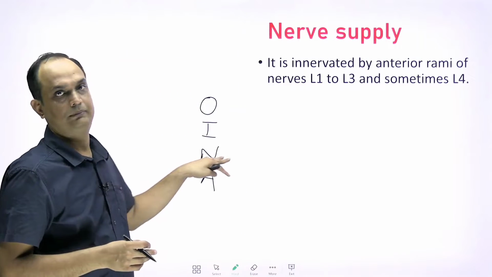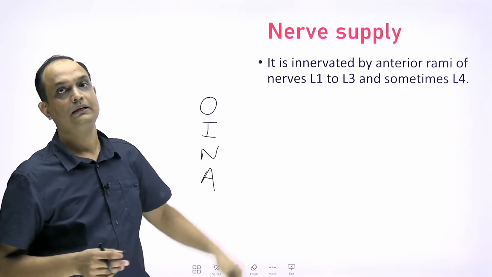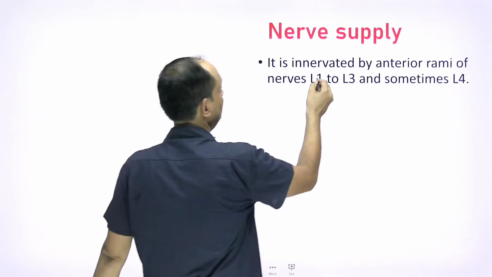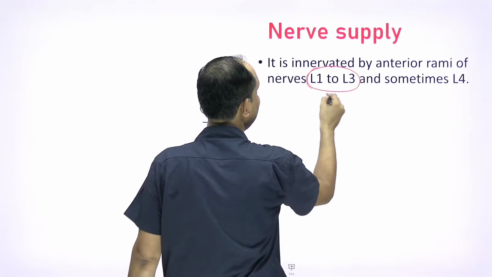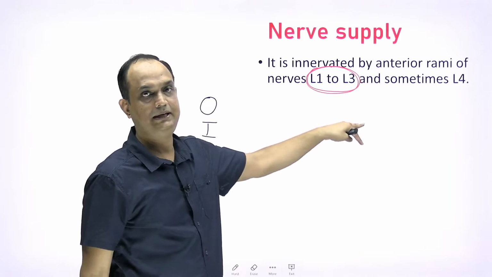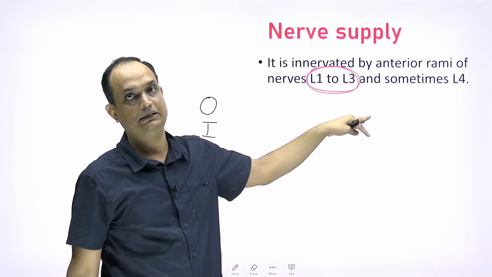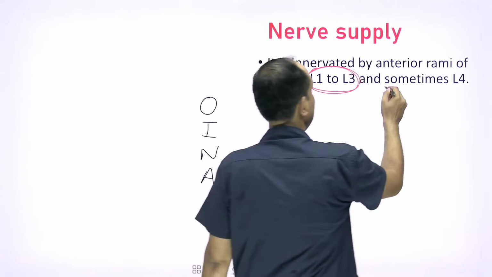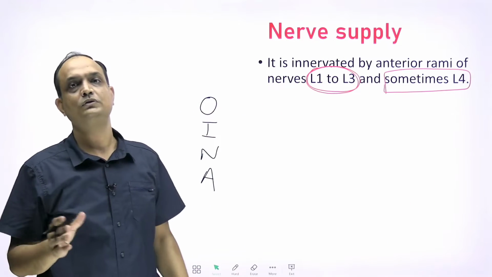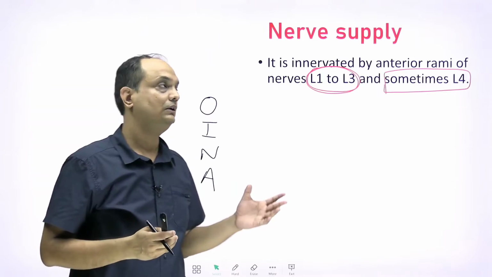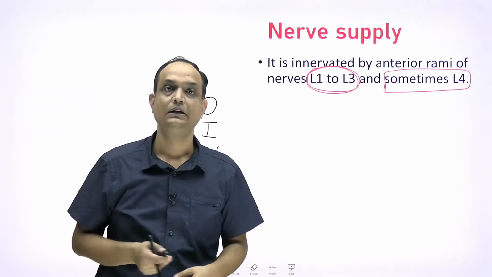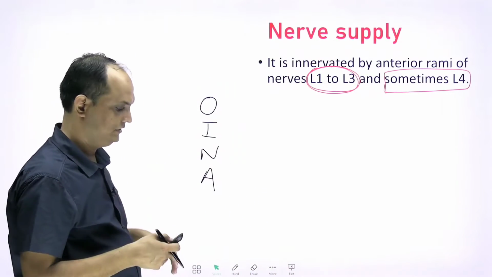What is the nerve supply? Now, the nerve supply is by the anterior primary rami or anterior rami of L1 to L3 spinal nerves. Some books say L2 to L3, some books say L1 to L3, and some mention a very rare supply by L4. So the most common nerve supply from the lumbar plexus is directly from the L1 to L3 anterior rami. Now, what is the action of this muscle?